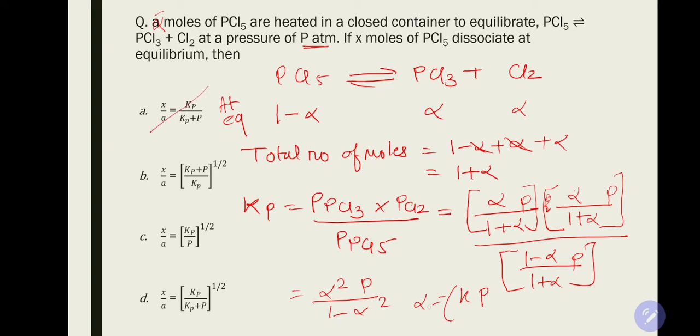So you have to take the value of alpha; your x value is not included. Alpha is given by Kp upon Kp plus P, the whole raised to half, that is the square root, right? So this is your correct answer. Clear? Now let's move to the next question.